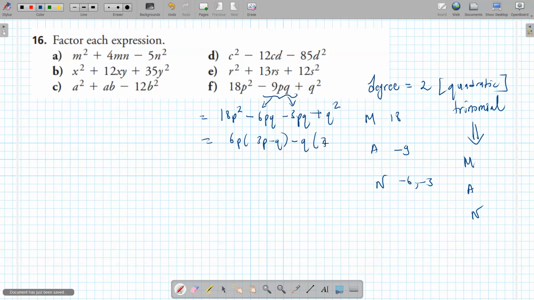3P minus Q. Yeah, 3P minus Q. These two brackets will always be exactly the same as long as these things work out. Next, you're going to pull out that bracket, and then you're going to be left with 3P minus Q like that. And that's the end of the question, okay?